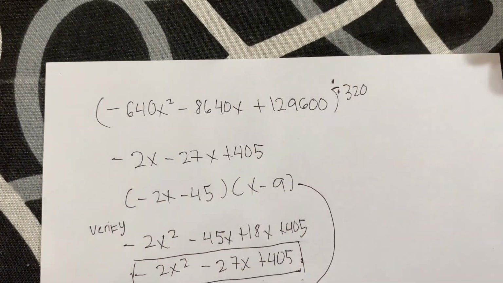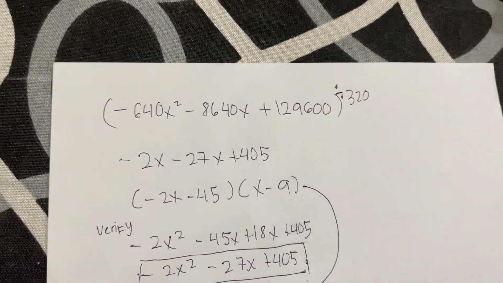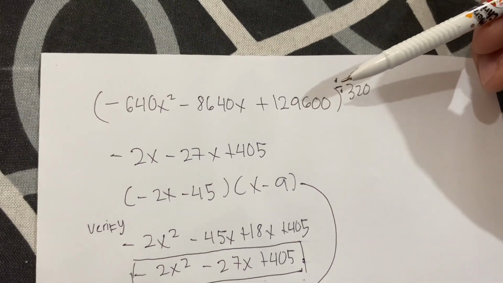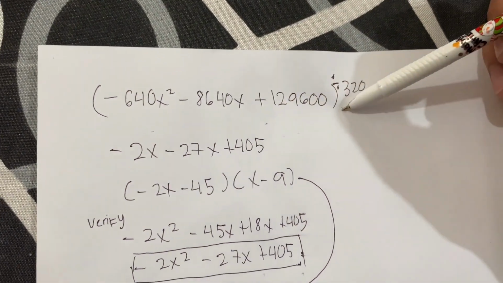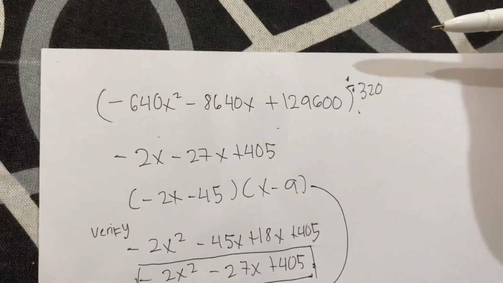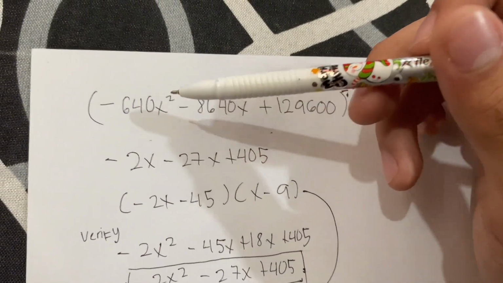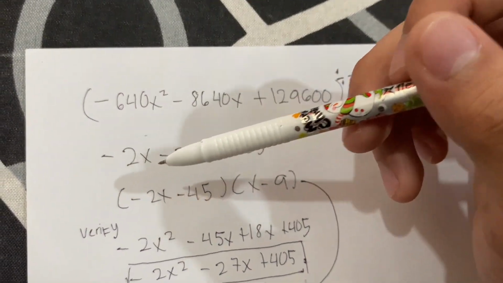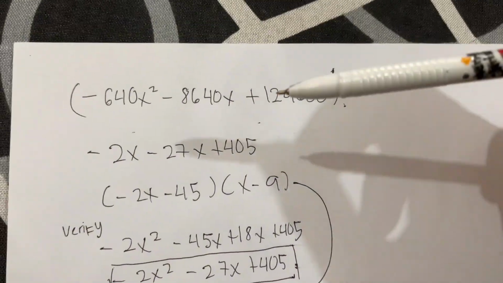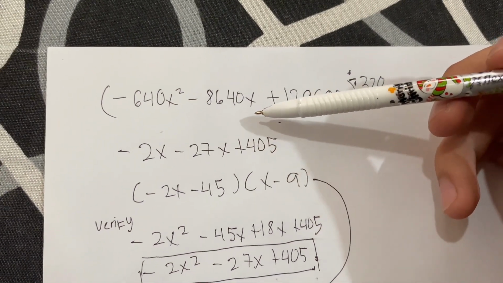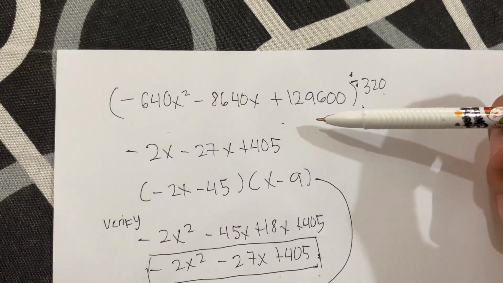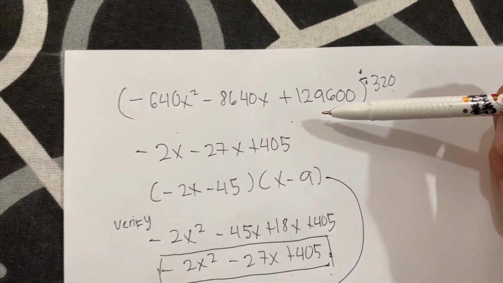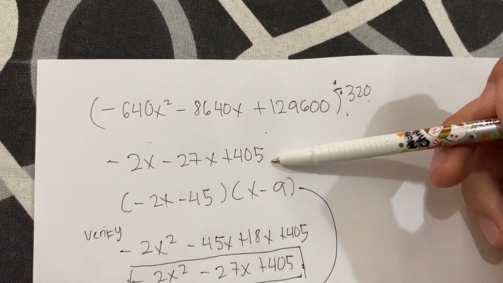So since we have our equation now, we can just factor it out to find our x. So we can divide all of this equation by 320 to find its factor. So 320 divided by negative 640 is equal to negative 2, and then 320 divided by 8,640 is equal to negative 27, and then 320 divided by 129,600 is equal to 405.